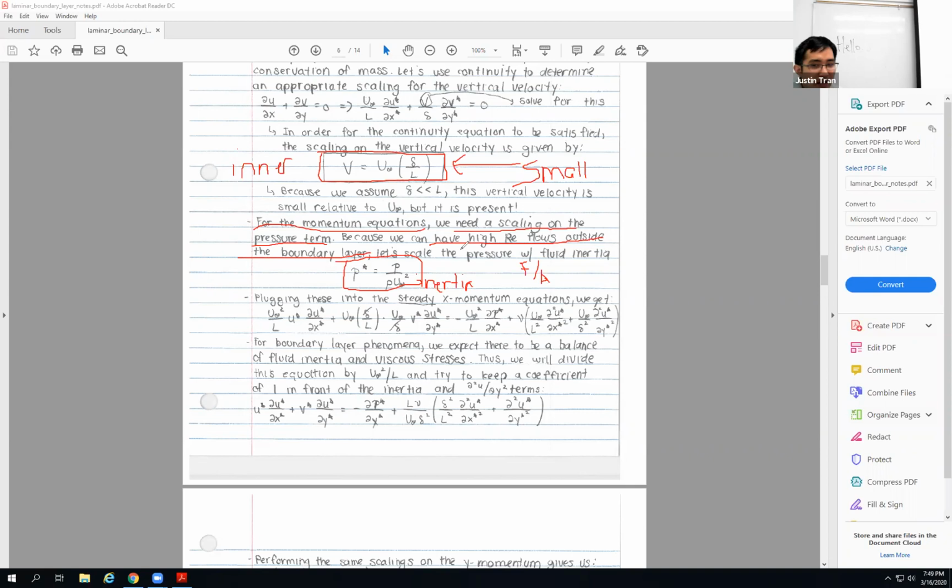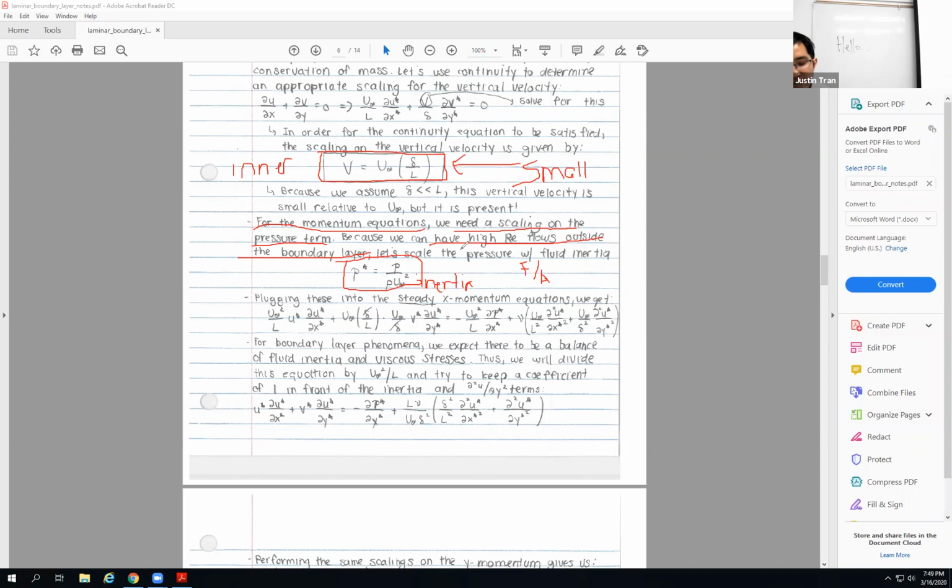I started this by saying that you would only know this if you actually did experiments, because a lot of times, you won't know what's the biggest thing unless you do experiments. But for these cases where U infinity is going to be really, really high, that's how we know that inertia is going to be important. Yeah, but that's a great question.